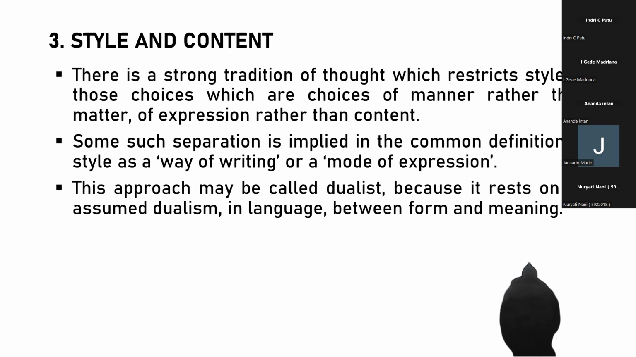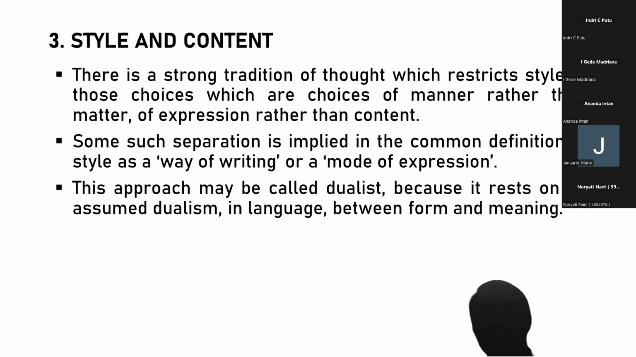Okay, and now we have the terms style and content. There is a strong tradition of thought which restricts style to those choices which are choices of manner rather than matter, of expression rather than content. Some such variation is implied in common definition of style as a way of writing or a mode of expression. This approach may be called dualist because it rests on an assumed dualism in language between form and meaning.